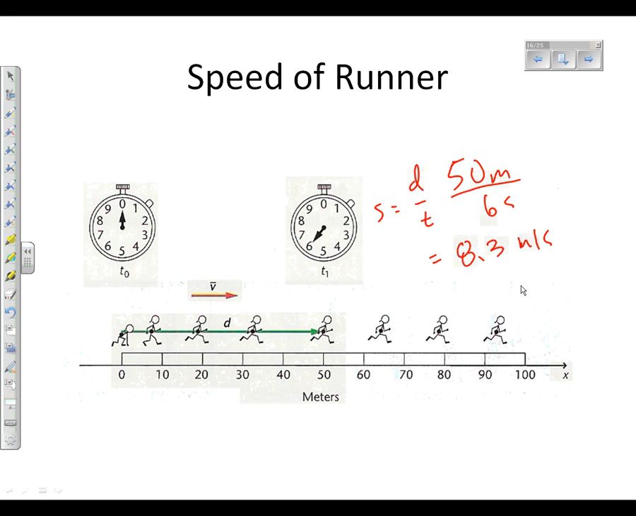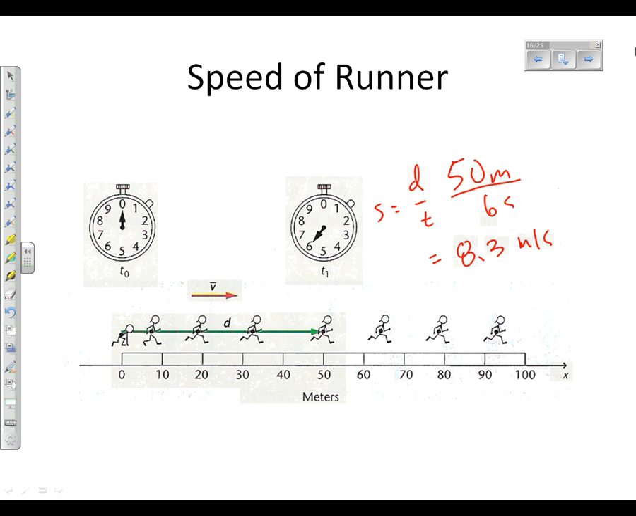So when you calculate that out, you end up with 8.3 meters per second. It is repeating, but we don't really know exactly measurement-wise how many sig figs these things have, so we'll go with that. Okay. Is that good for speed?